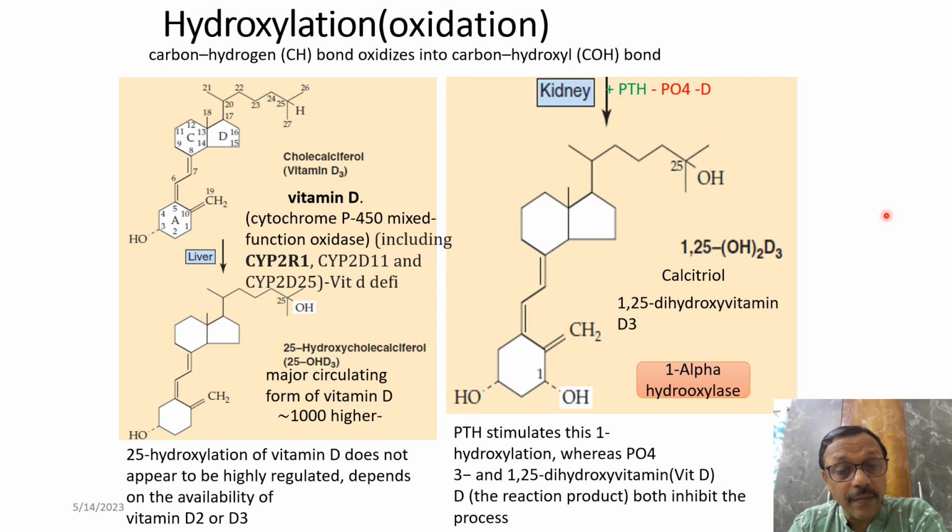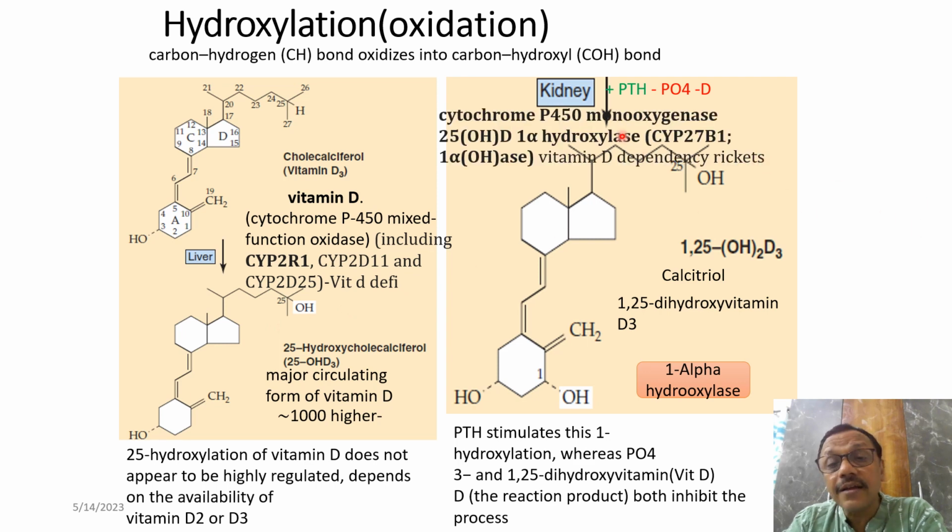Now if there is a mutation in this enzyme, that means the hydroxylation is not going to take place. In the same manner, in the kidney also, these are the names of the enzymes. If there is a deficiency of this enzyme, then again hydroxylation is not going to take place. So if there is enzyme deficiency, or if parathyroid hormone is not there, the second hydroxylation is not going to take place, and the active form of vitamin D is not going to form. Now this is a highly regulated reaction in the kidney, but on the other hand in the liver it is not a regulated reaction.